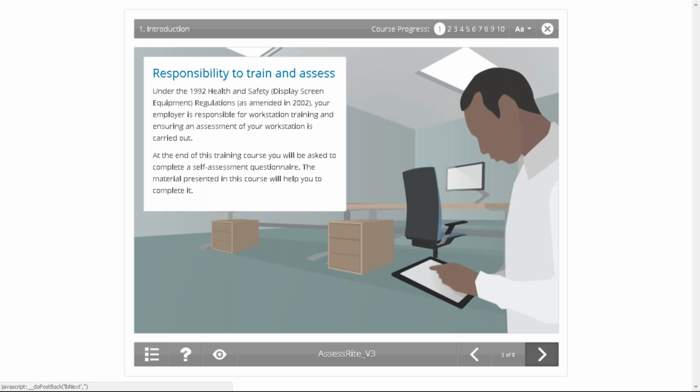So, the responsibility to train and assess, a bit of information about the legal side. Under the 1992 Health and Safety Display Screen Equipment Regulations, as amended in 2002, your employer is responsible for workstation training and ensuring an assessment of your workstation is carried out. At the end of this training course, you will be asked to complete a self-assessment questionnaire. The material presented in this course will help you to complete it.